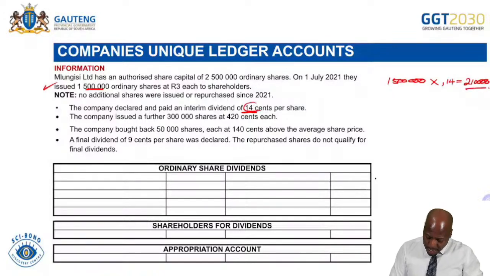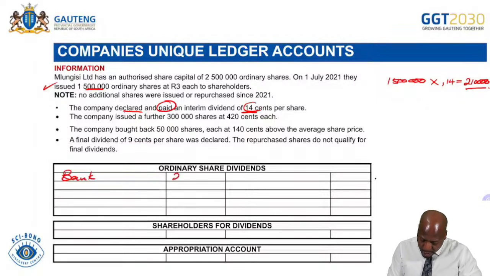So I'll come here because it says the company declared and paid. So I have paid there. So I'm going to come here, then I'm going to say bank because these were paid. And I have my 210,000. They were paid.